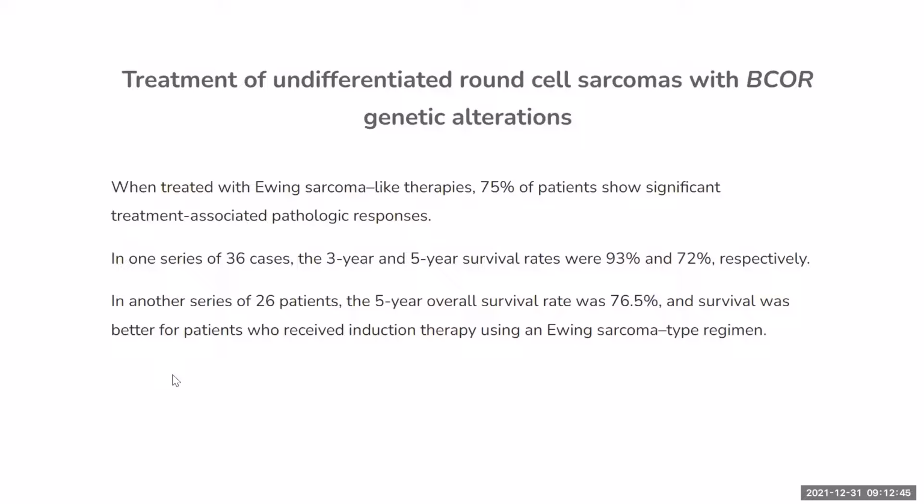How do we treat the newly classified undifferentiated round cell sarcoma? They are still treated with Ewing-like regimens only, because of the small number of patients belonging to these undifferentiated sarcomas. We don't have prospective data. Should we treat them differently? But when treated with the same regimen, one series of 36 patients showed that the 3-year and 5-year survival are around the same, 93% and 72%. And similarly in this another series of 26 patients.